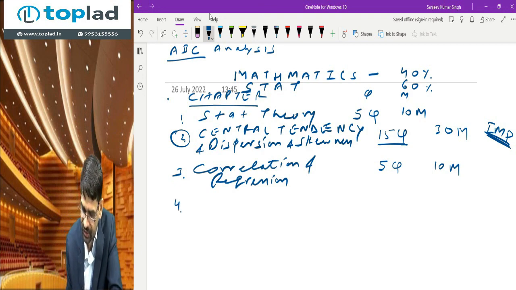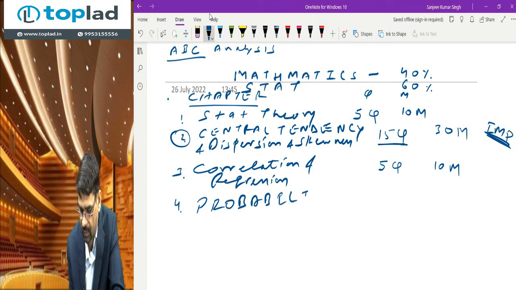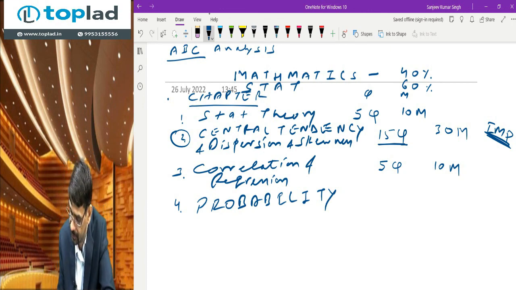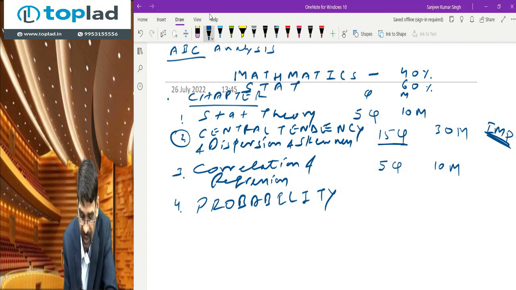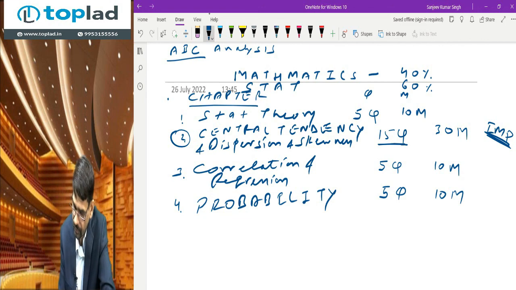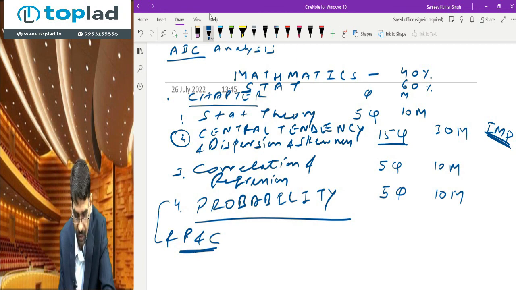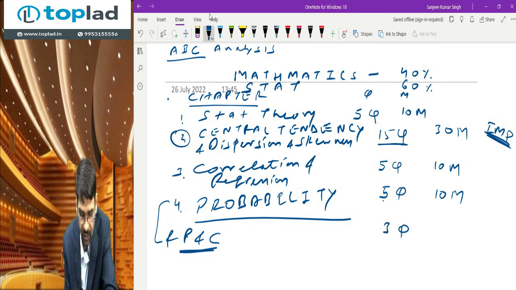And the last one is, which one? Probability. And our institute asked from this chapter how many questions? 5 questions, 10 marks. Probability and permutation and combination are both interconnected. The institute asked for the permutation and combination chapter at least 3 questions, which means 8 questions.